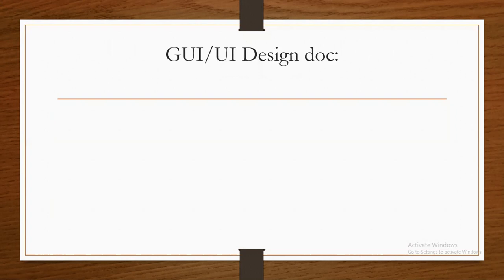GUI or user interface design document. What is that GUI design document? In general, during the design phase in the software development life cycle, this kind of document is prepared. So GUI contains a model of the application, nothing but we can say prototypes or blueprint of the application. Before coding, this kind of document will be prepared.